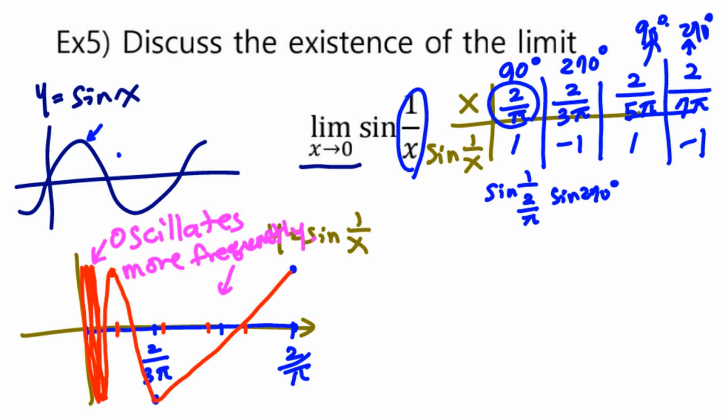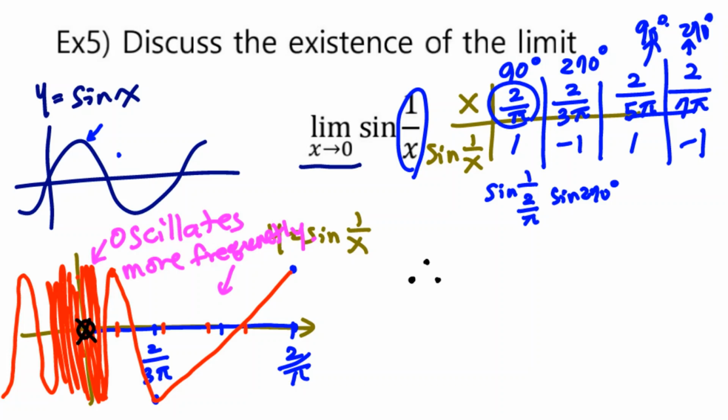The other side is the same. First it goes kind of slow, then faster and faster. So the graph looks something like this. I don't think there is a hole at the origin, because it's just going to oscillate more frequently, and it never stops. So the answer for this question is DNE again. This is the third case of DNE.